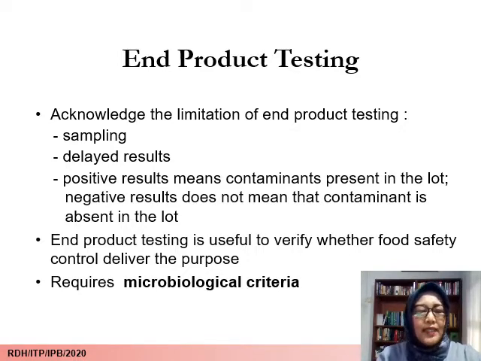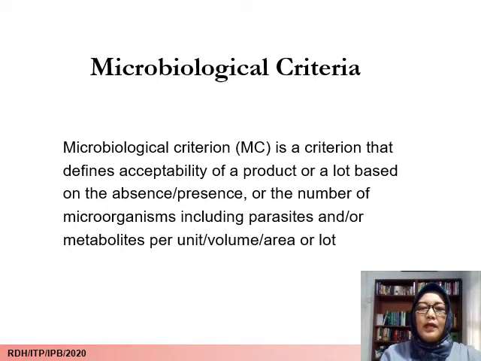For all of this testing, we need a microbiological criterion or microbiological criteria. So that's what we are going to discuss after this. Microbiological criteria, by Codex definition, is a criterion that defines acceptability of a product or a lot based on the absence or presence or the number of microorganisms, including parasites and/or metabolites per unit, volume, area, or lot.